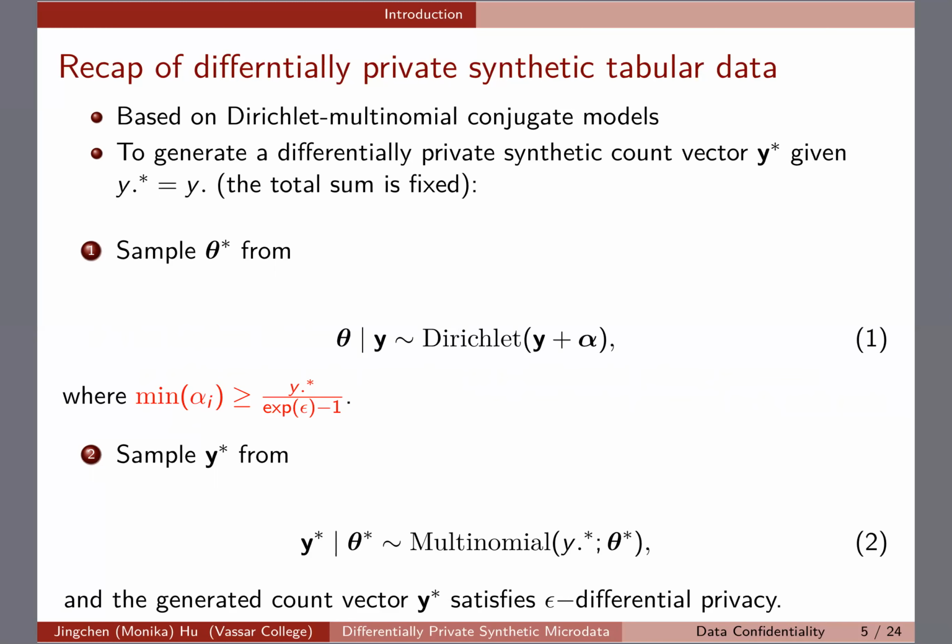we had to satisfy that requirement by making the minimum of alpha i, which is from a prior, right? It's the hyperparameter here, satisfy this particular condition that is highlighted in red, okay? So if you do that, you're able to generate, right, count vector Y star satisfying the differential privacy definition, okay? So this, as you can see, back then we had to figure out how alpha can play a role in all of this together with epsilon, using the definition of differential privacy to prove that this will work, okay?